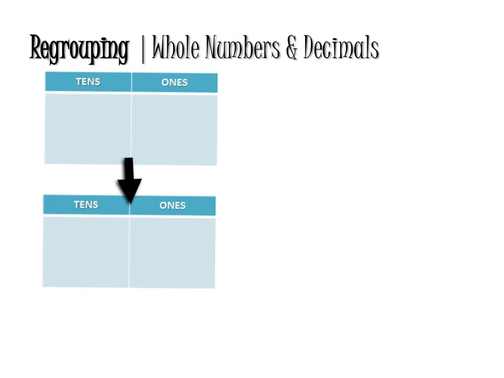Now before we move on, let's do a little bit of recap of the concept of regrouping. Now for regrouping of whole numbers, you know that let's say if I have 11 ones, I can regroup 10 ones into the tens place. So that will give me 1 ten and 1 one, and that's why the number is 11.